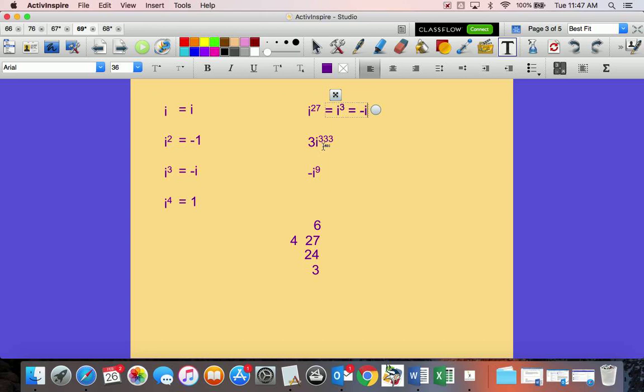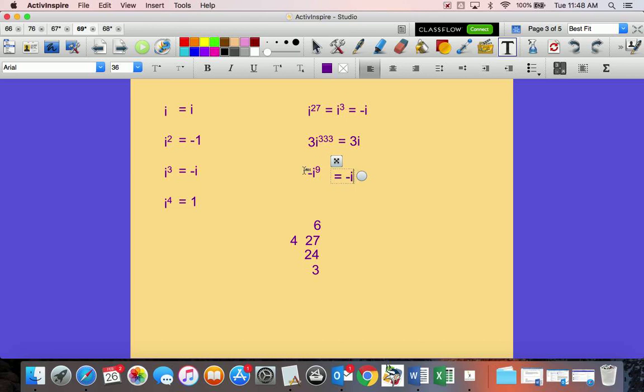For this 3i to the 333rd, 4 is going to go into that a ton of times. We can still do this, 333 divided by 4, and what would end up happening here is we would just be left with an i to the first power, so this would just be equal to 3i. And then down here on the bottom, we can do that 9 divided by 4. We would have 1 left over, so this would end up being a negative i.